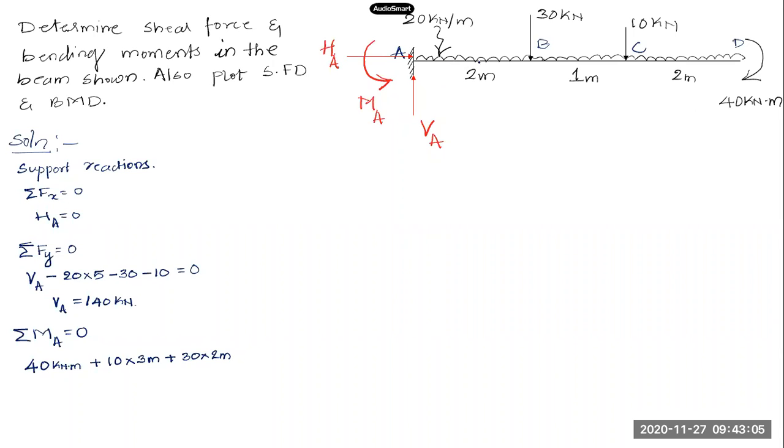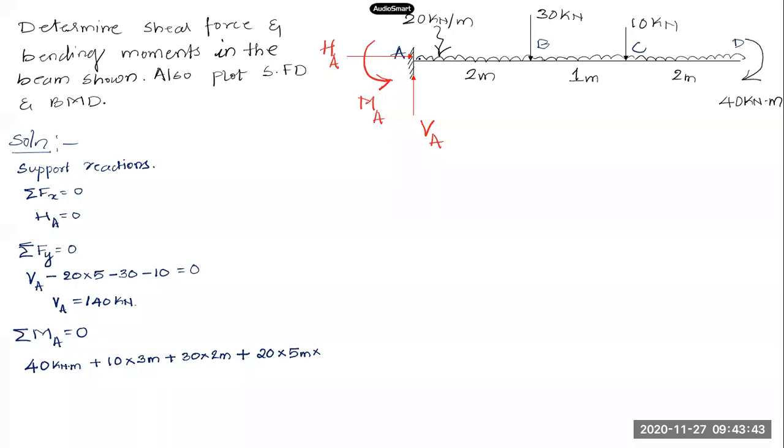Now finally, there is a UDL also on this beam. Due to that UDL, what is the moment? That will also turn out to be in clockwise direction. Intensity of UDL is 20. The total load is spread on a length of 2 plus 1 plus 2, 5 meter, so the total load will be 20 into 5. To know the moment due to this UDL, this resultant 20 into 5 will be acting at the middle of the UDL length, at a distance of 2.5 meter from both ends of this UDL.